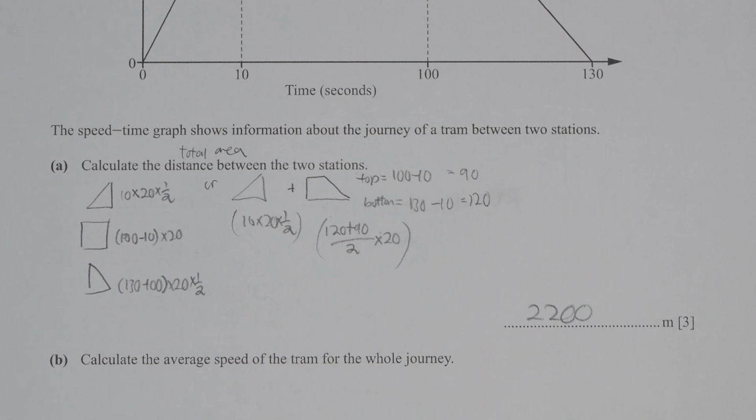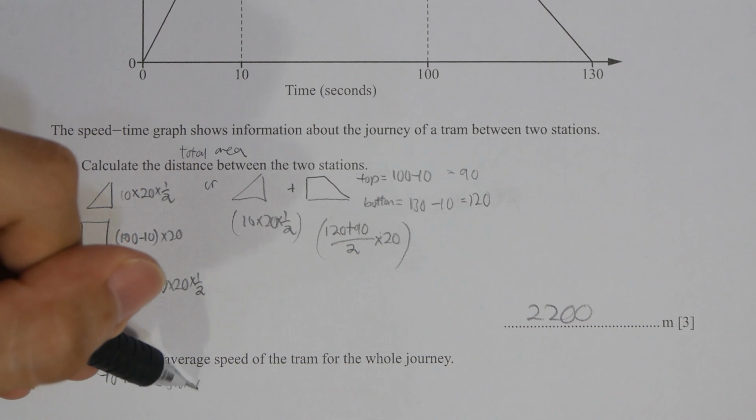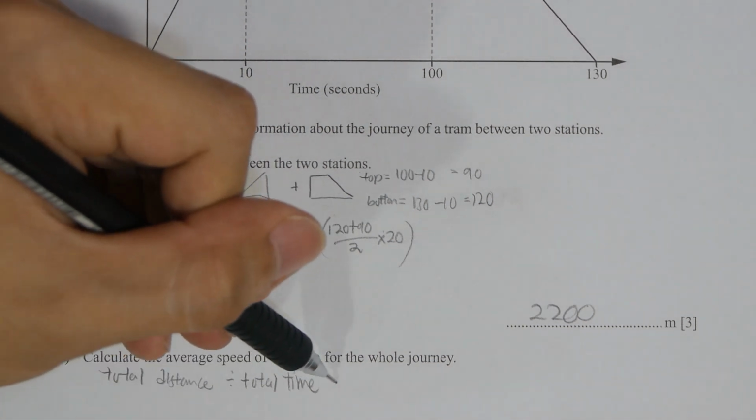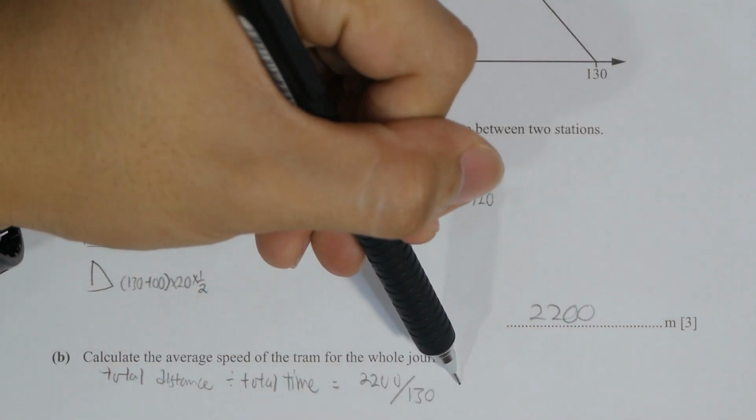For you to find the average speed, all you need to do is take the distance divided by the time. So in our case, it's 2200 divided by 130 seconds. So it is 16.9 meters per second.